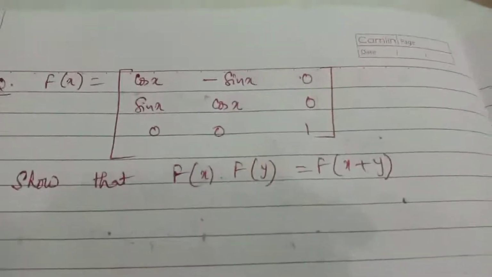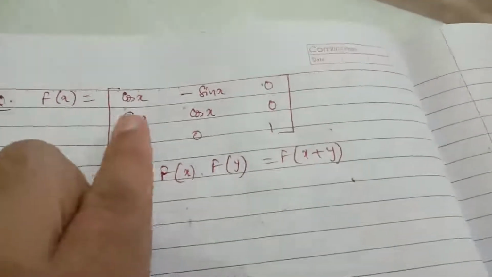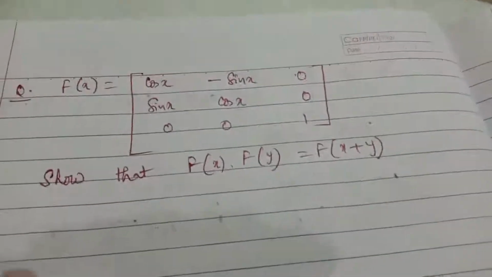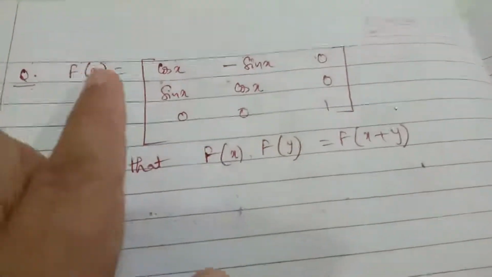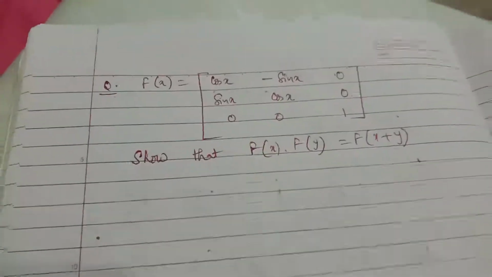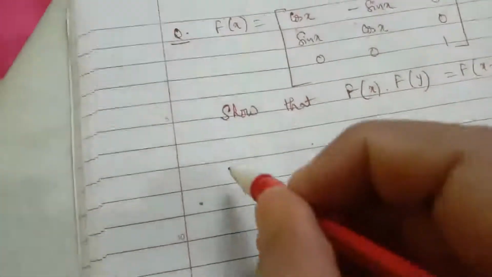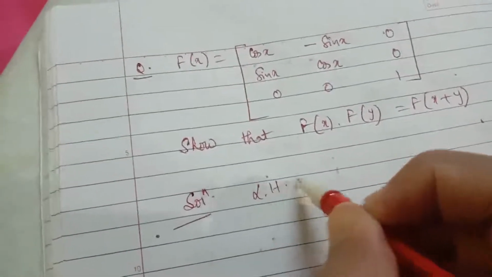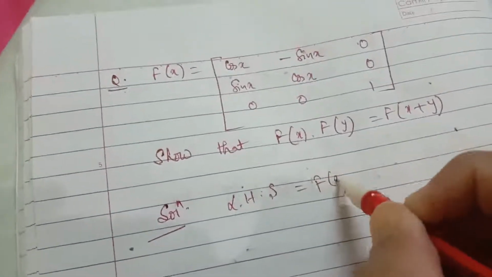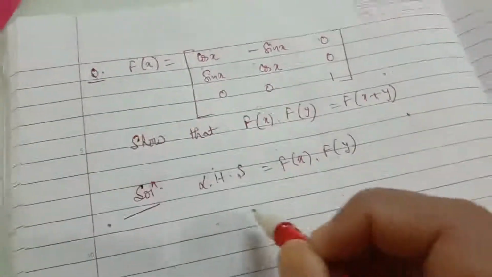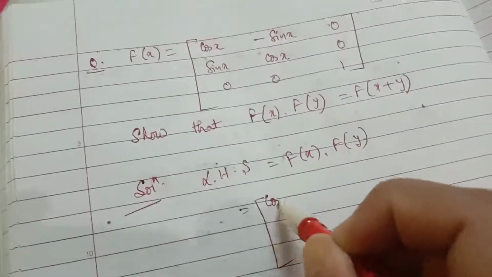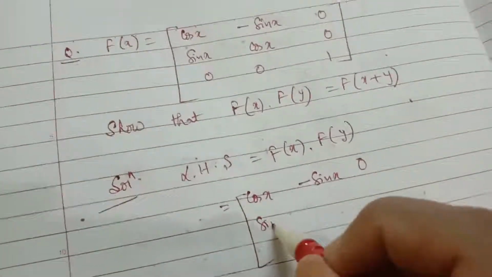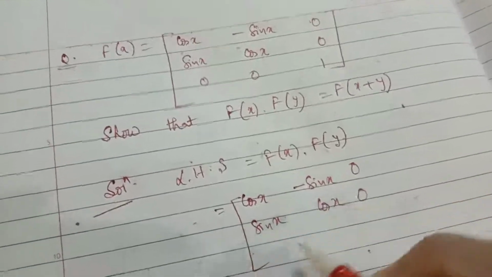Next question is, given f(x) equal to the matrix [cos x, minus sin x, 0; sin x, cos x, 0; 0, 0, 1]. Show that f(x) into f(y) is equal to f(x plus y). Now given f(x) equal to this, let us start with the left hand side. What is f(x) into f(y)? f(x) will be the given matrix.